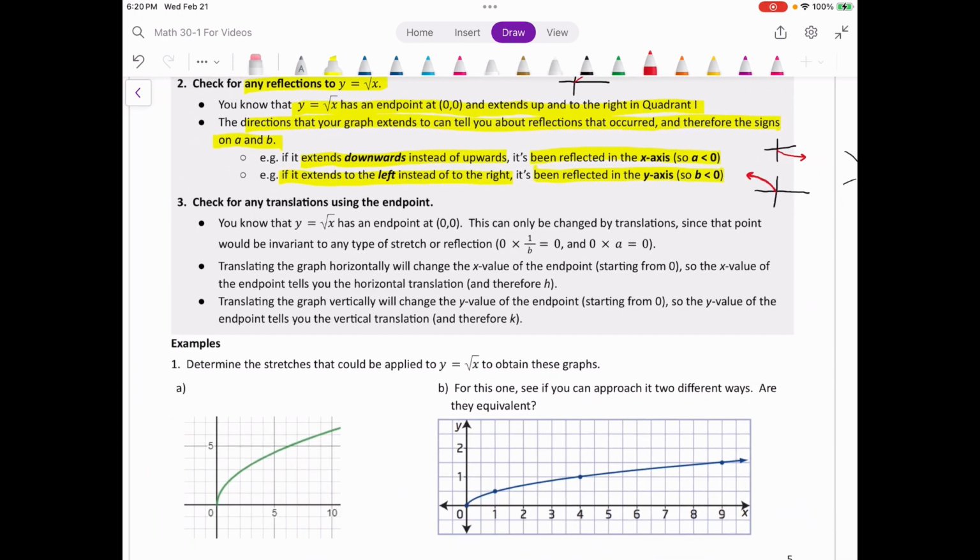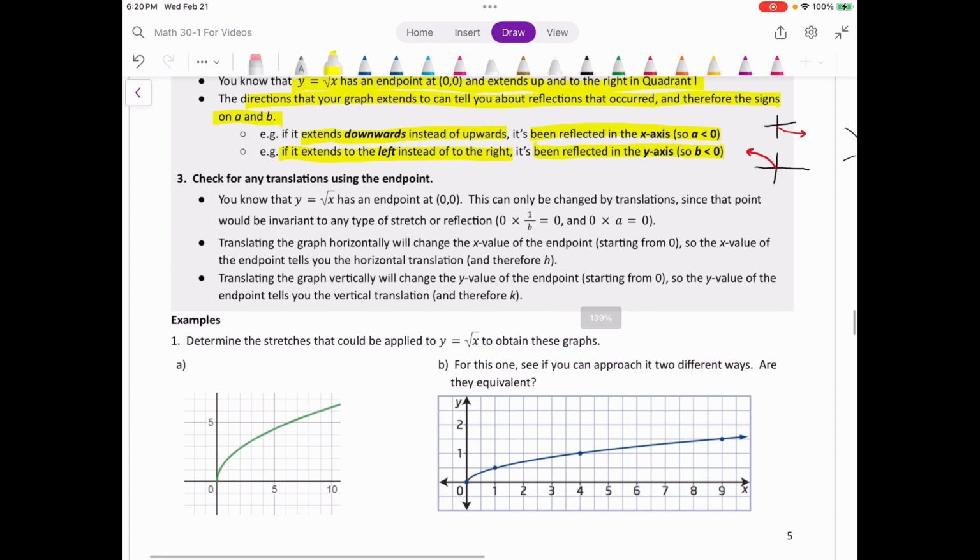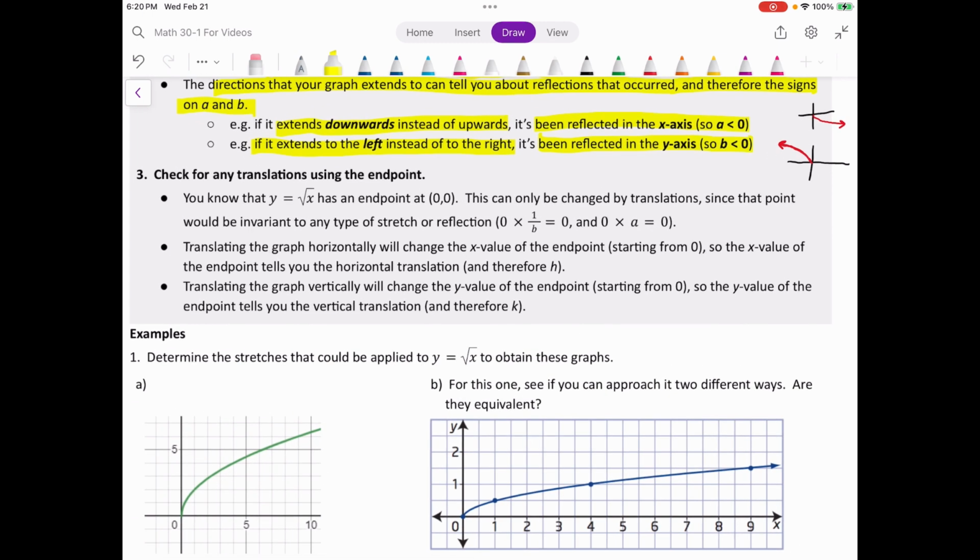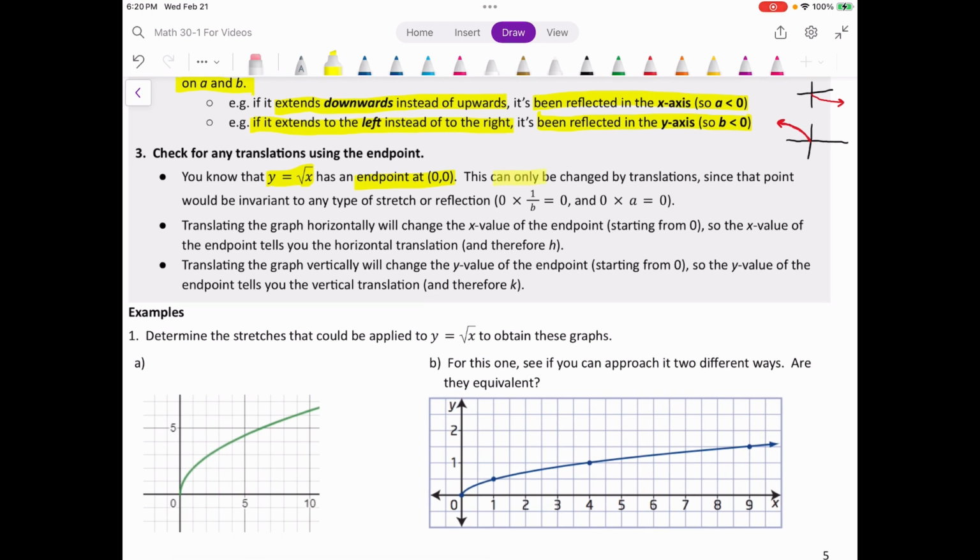Now, the end point is your best friend when it comes time to determine, has this thing been horizontally translated or vertically translated? It actually requires very little brain power to figure out, because let's walk this through and see why this makes sense. We know that y equals root x has an endpoint at 0, 0, right? The square root of 0 is 0, and x can't get any smaller than 0, so our graph just ends there, okay? This can only be changed by translations, by sliding, right? That makes sense when you think about it. Stretches and reflections will never affect this point.